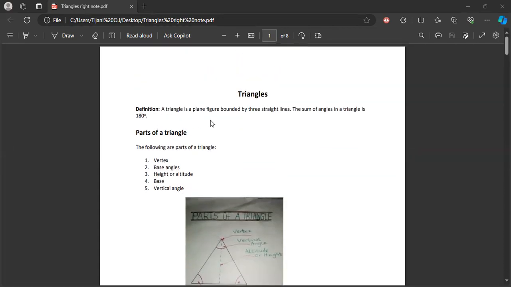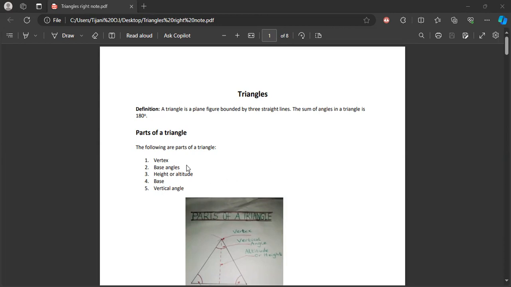So starting with the definition of a triangle. A triangle is a plane figure bounded by 3 straight lines, and also the sum of angles in the triangle is 180 degrees. I believe as a technical drawing student, you know that already. So then we also have parts of a triangle.